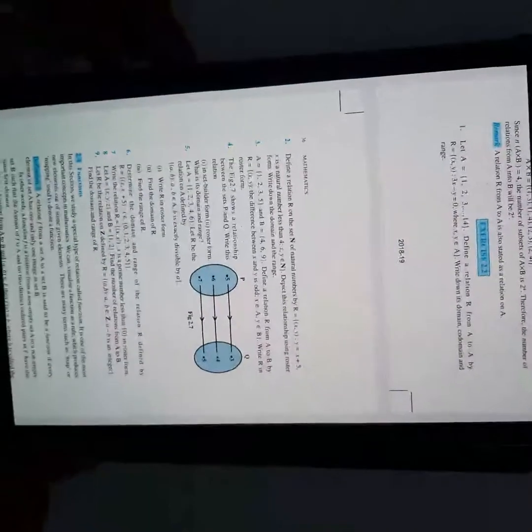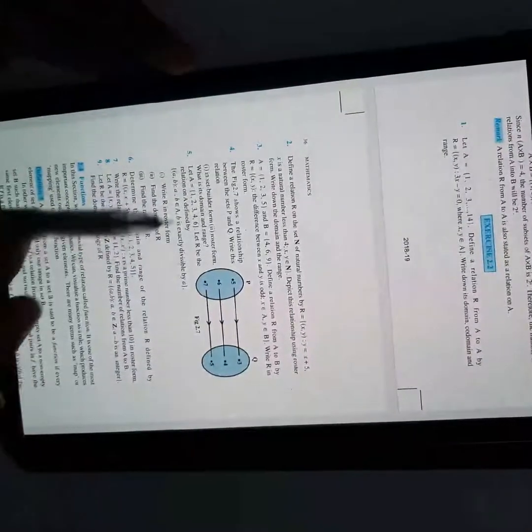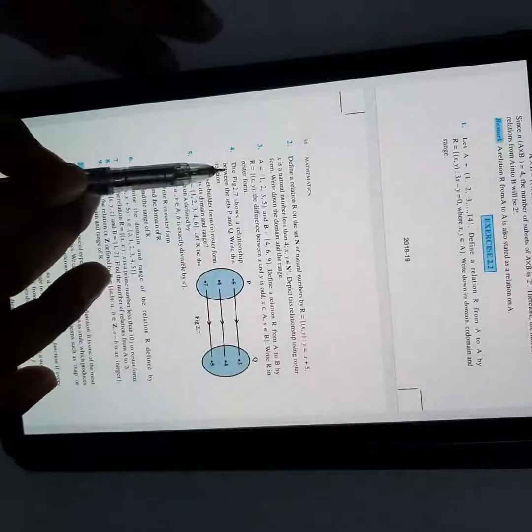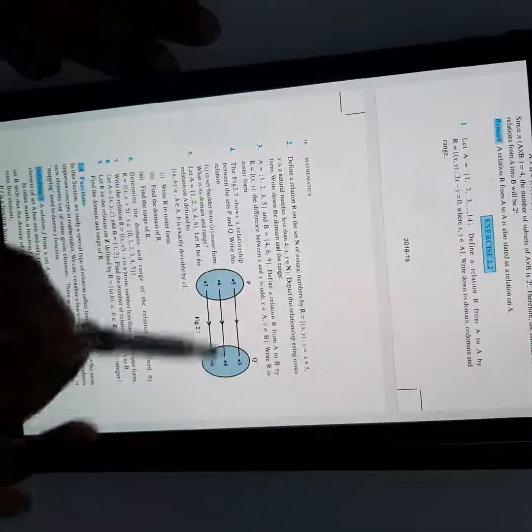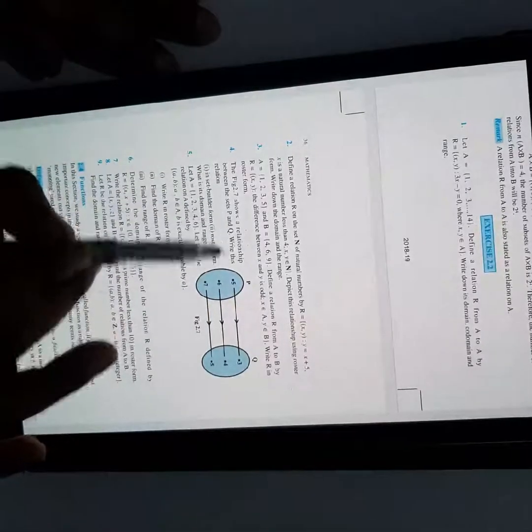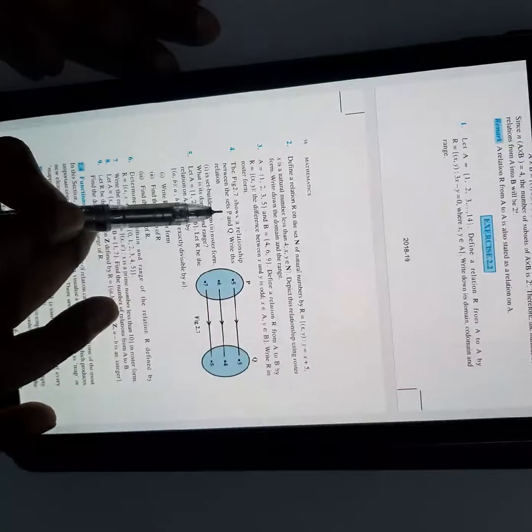Okay students, so we have already done till question number 3, right? So we'll move to question number 4. So the figure 2.7 is this one. Okay, show a relationship between the set P and Q.